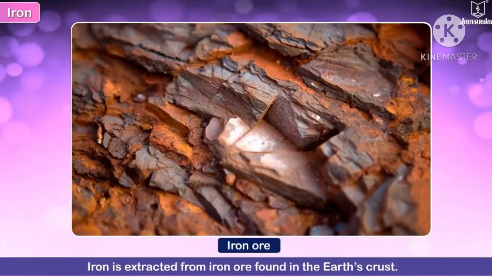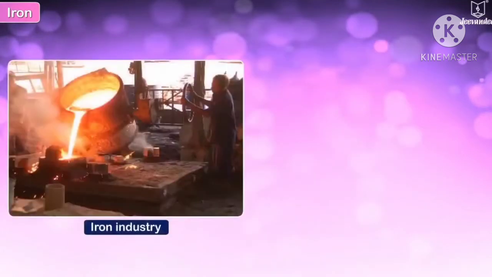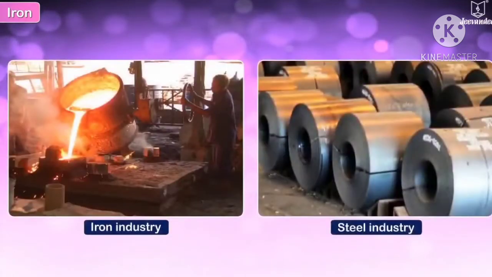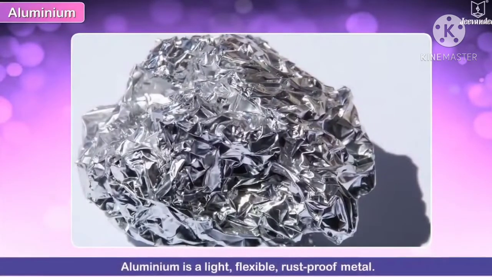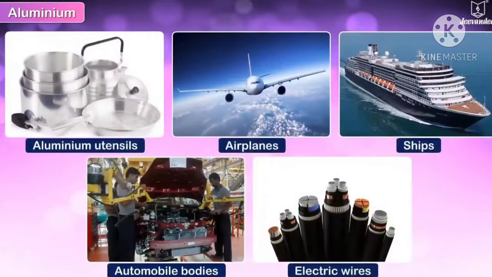Okay, I've told you what an ore is. The iron ore is extracted from the ore in the earth crust. So in the iron industry, we have the steel industry. They use this iron, they melt it to make other materials. Aluminium is another mineral, a light, flexible, rust-proof metal.